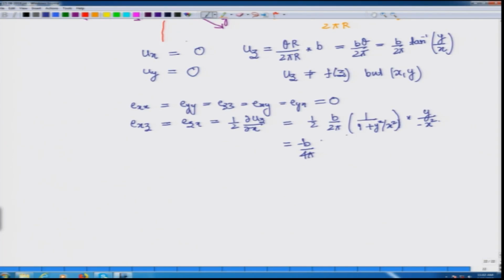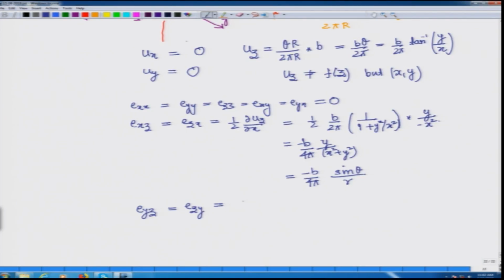This becomes 4 pi, and this becomes y by x square plus y square. This x square will get cancelled, or if you want to write it in terms of theta, then this becomes minus p by 4 pi sin theta by r. So, this is the E x z component. Similarly, you will have the E y z component, which will be equal to E z y.